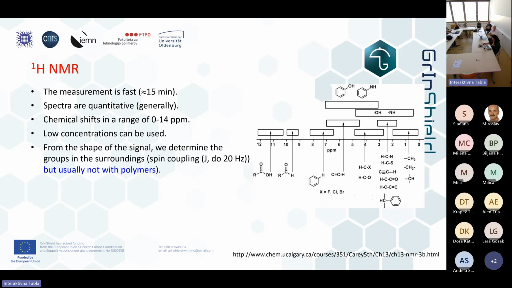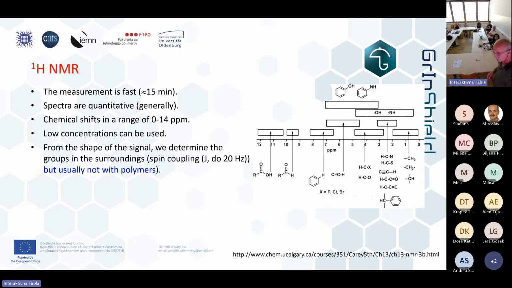We can use very low concentration. This is good if we work with polymers, because polymers usually increase the viscosity of the solution, and then the resolution of the spectra is not so good. So we can put a small piece of polymer inside and get a nice spectrum with well separated peaks. And from the shape of the signal, we can also determine the groups in the surrounding. However, with polymers, this is usually not the case.